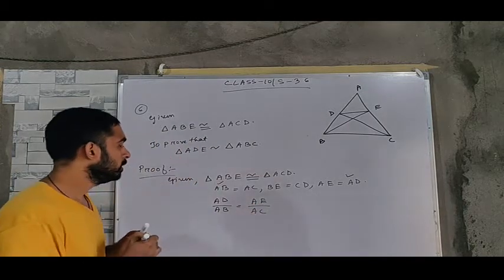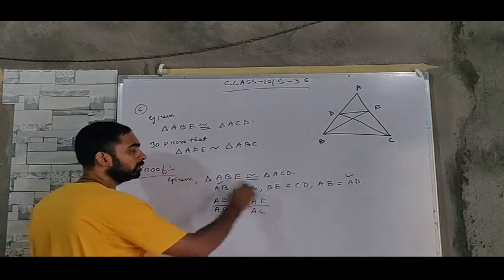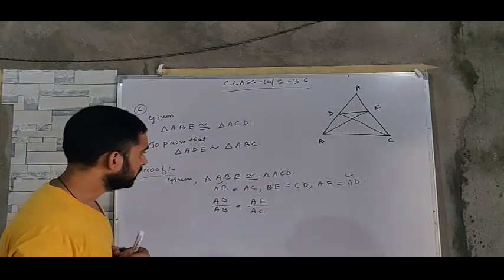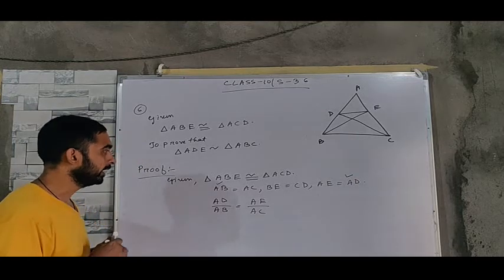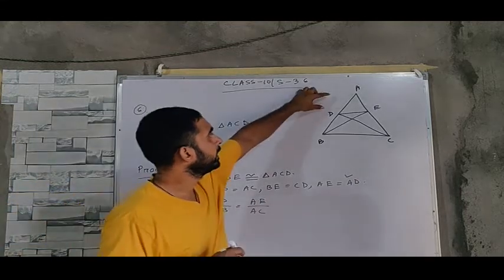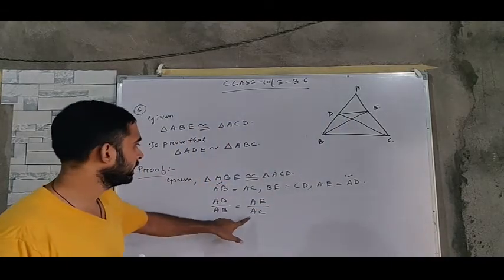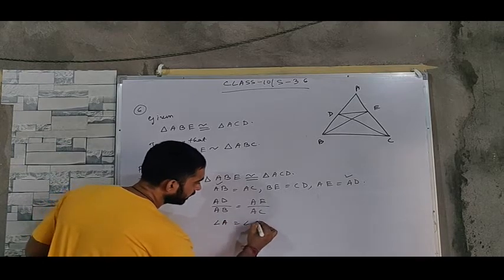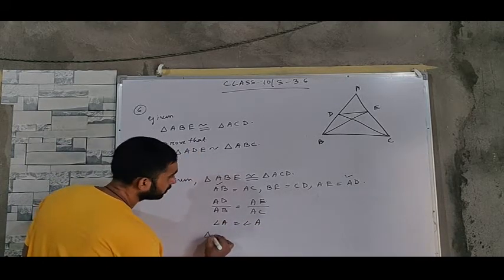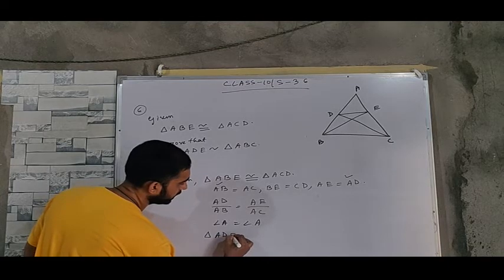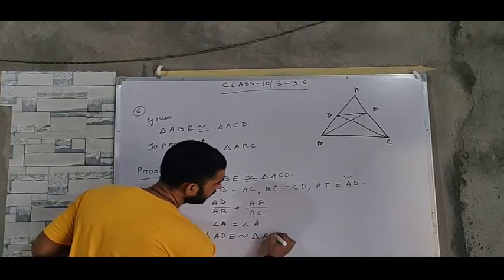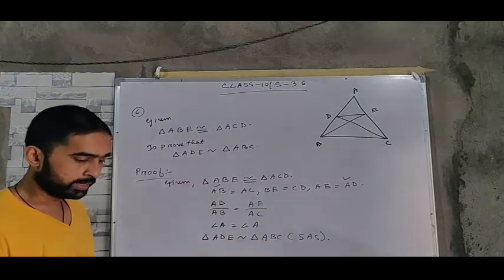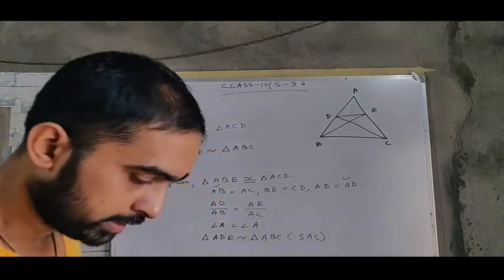Yes, they are the same or not? Because if this one is 2, this will be 2, this is 3, this is 3. So 3 by 2 equal to 3 by 2. And now see, what is the angle between AD and AE? The angle between AD and AE is angle A, and between AB and AC is also angle A. So angle A equal to angle A, which is common. Therefore triangle ADE is similar to triangle ABC by side-angle-side. So they are similar. This is the solution.